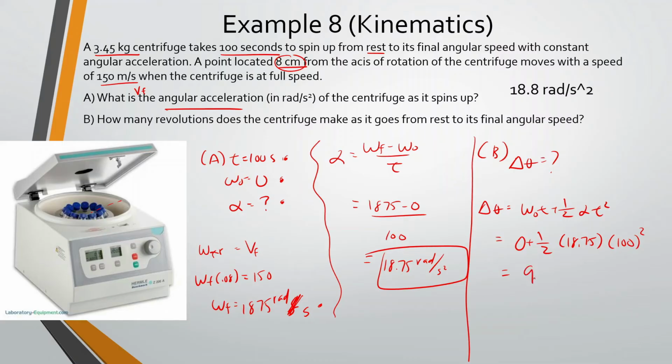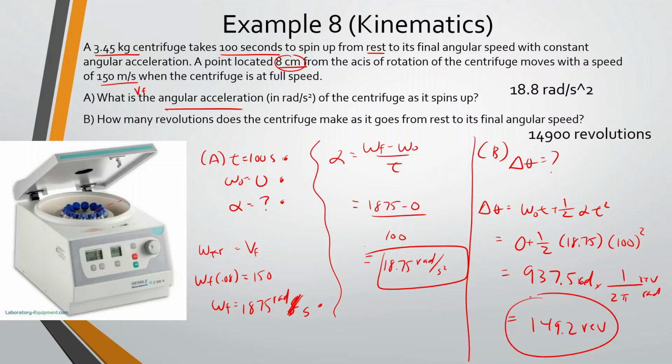That's 937.5 radians. But let's change this to revolutions because that's what it's asking for. 1 revolution is 2 pi, so we divide by 2 pi. And we get 149.2 revolutions, 149.2 revs in 100 seconds. Okay, yeah, that did seem a bit off.